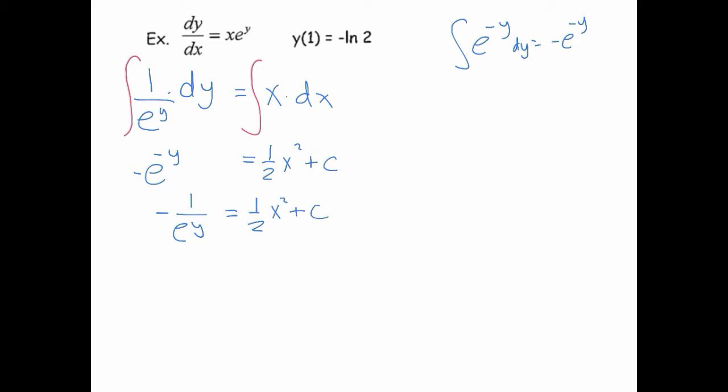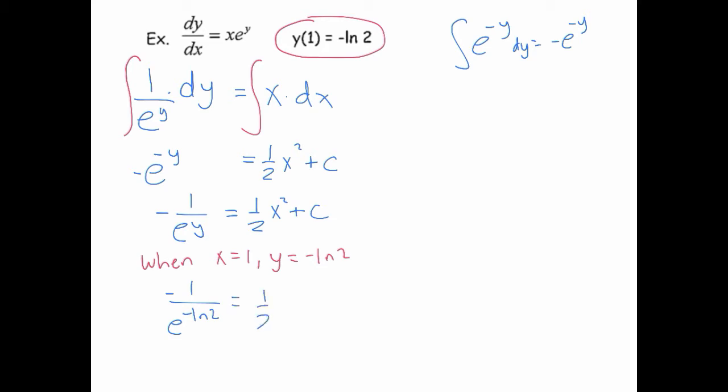Now, one point I want to make here is that we've got an initial condition, and you can plug in that initial condition at any time. You can wait till you've finished finding the general solution and then plug in that initial condition, but you could also do it right now and find out what that c is, and that might make this process more comfortable for you. So I'll just write, when x equals 1, y equals negative ln of 2. And so that means I can write negative 1 over e to the negative ln of 2, and that equals 1/2 times 1 squared plus c.